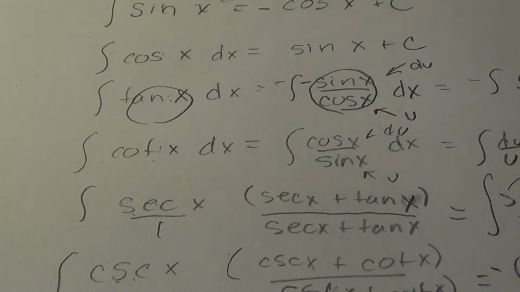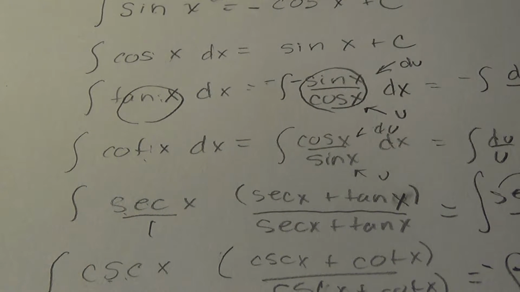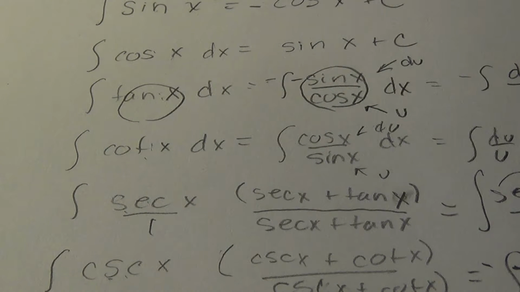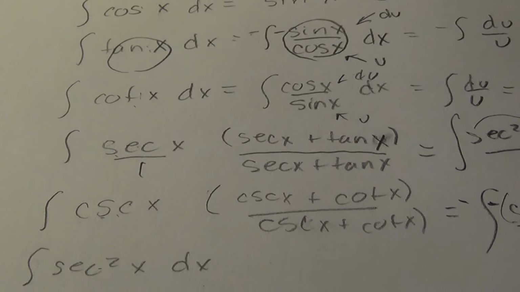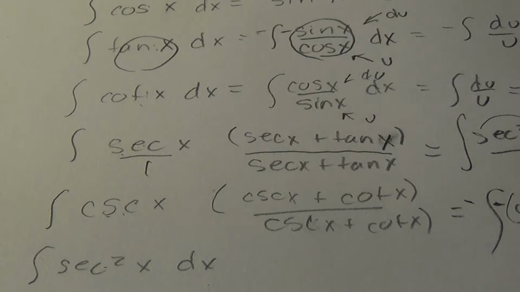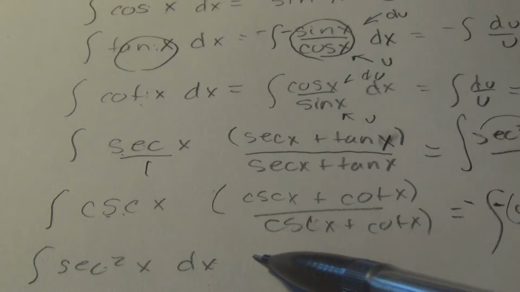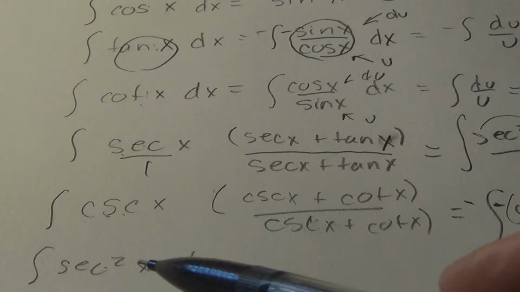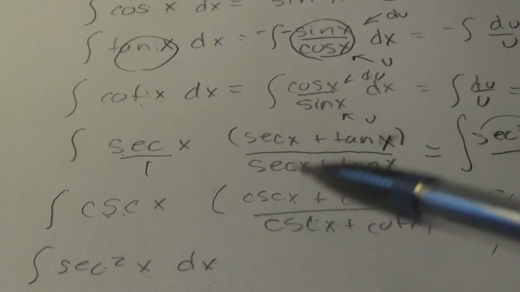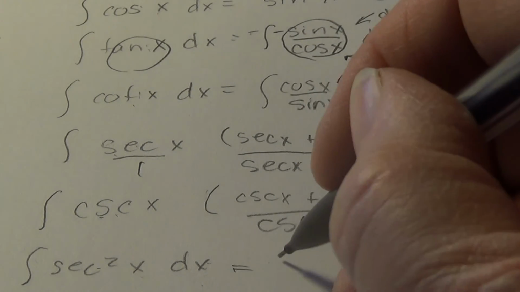Now, I was wondering if I could find some more integrals that we know. And thinking back to derivative land, you can tell the answer to this, because the derivative of tangent is secant squared. So the integral of secant squared would take us back to tangent.